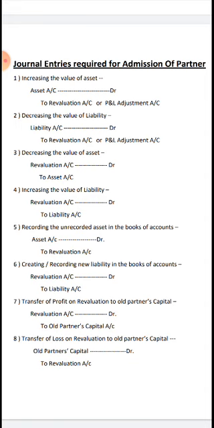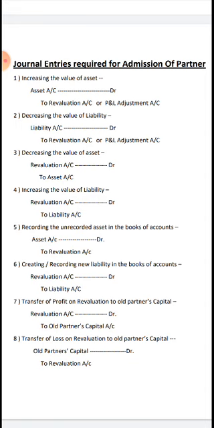And the last journal entry is transfer of loss on revaluation to old partners' capital. If there is a loss, due to the loss the value of capital will get reduced. Originally capital has a credit balance, so I would like to reduce that balance. The credit balance should be reduced by giving effect on the debit side. So here I am making an entry like old partners' capital account debit to revaluation account.